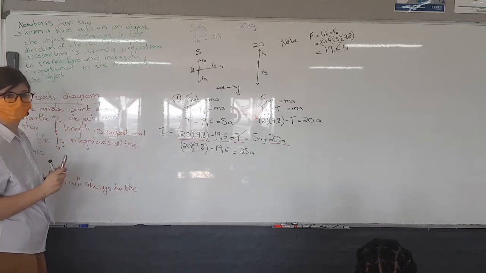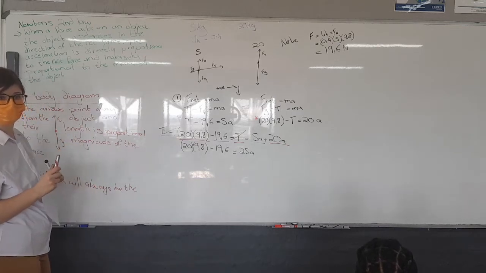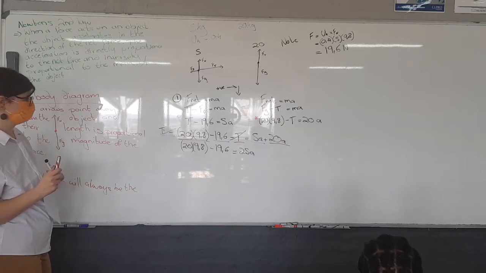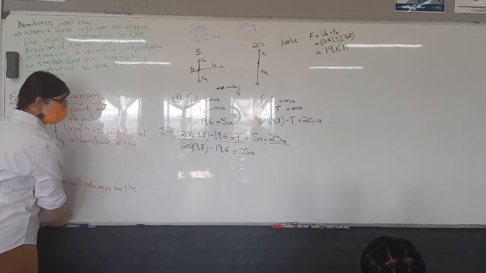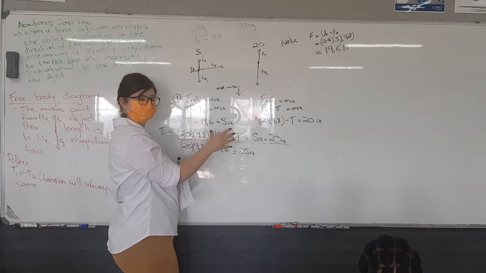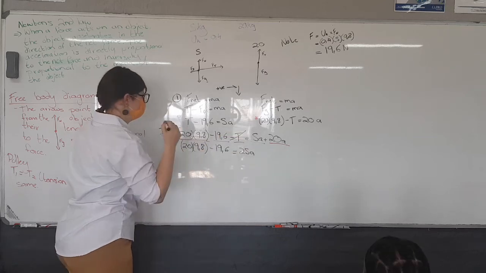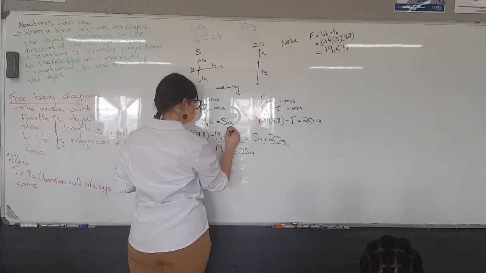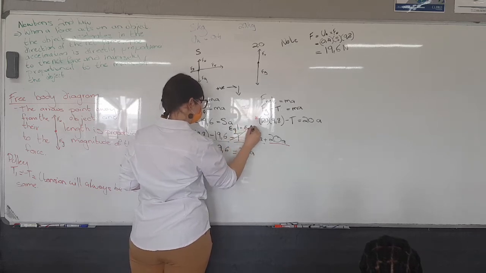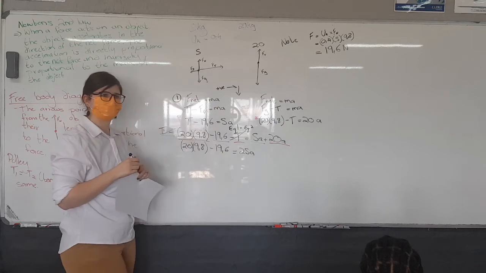Yes? Why didn't you also put a negative, if on that other equation there was a negative in front of 20 times 9.8? Okay, because there wasn't a negative here, I'm adding these two equations together. So what we're doing is equation 1 plus equation 2.